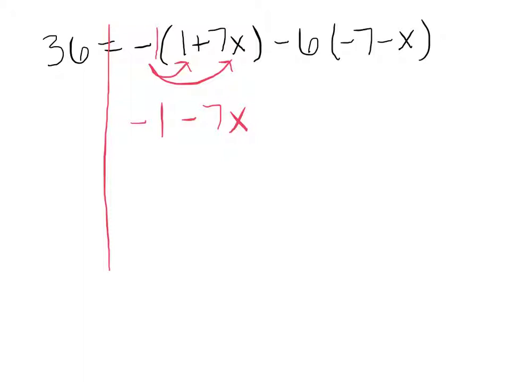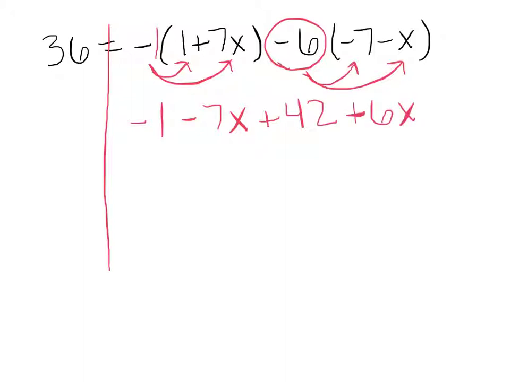Now if we look at the front of this second parentheses, there's a minus 6 in front of it. So let's distribute the whole thing. It's negative 6. This will save us some work later on. So negative 6 times negative 7 is positive 42. And negative 6 times negative x is positive 6x. Now on our other side, there wasn't anything to do, so that's going to stay like it is.